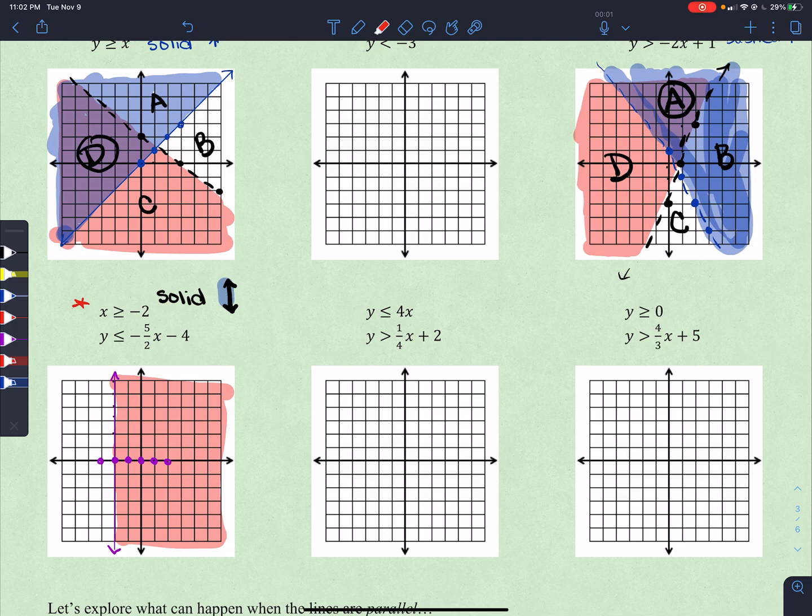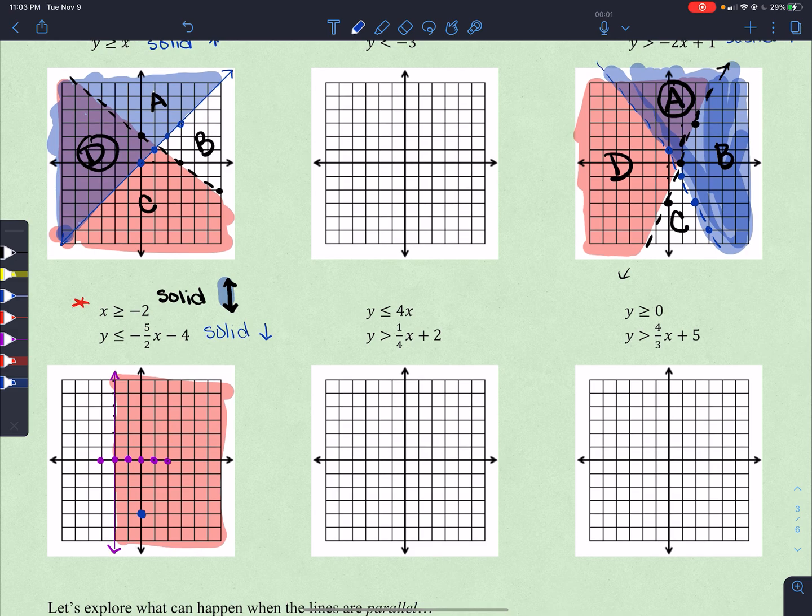Now what we're going to do is we're going to go ahead and graph that second one. The second one is also a solid line, and its y is less than, so we're going to be shading below. Okay. So we start at negative 4, and then we go down 5, right 2, or we can go up 5, left 2. Okay. That one there, draw a solid line. Okay, that was not a solid line for sure. Okay. And on that one, we are going to shade below.